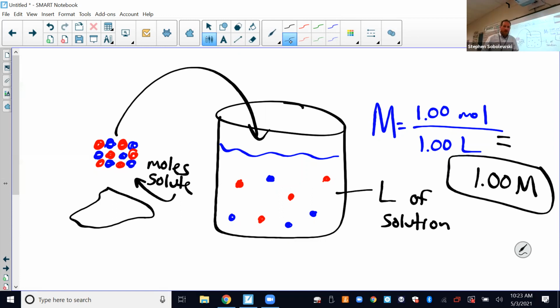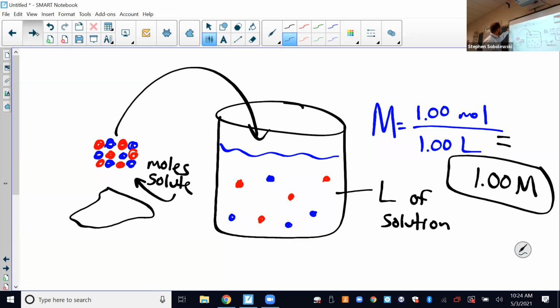That's how you would write it. And the way we say that is 1.00 molar, M-O-L-A-R is how we phrase it. Or you could say the molarity is 1.00. Although it's more common to say this is a 1.00 molar solution. If you add 0.50 moles in that 1 liter, then it would be 0.50 molar solution. So it's very simple. The formula for molarity is moles divided by liters.